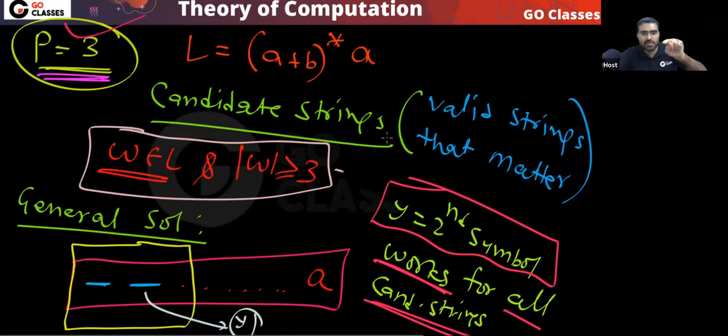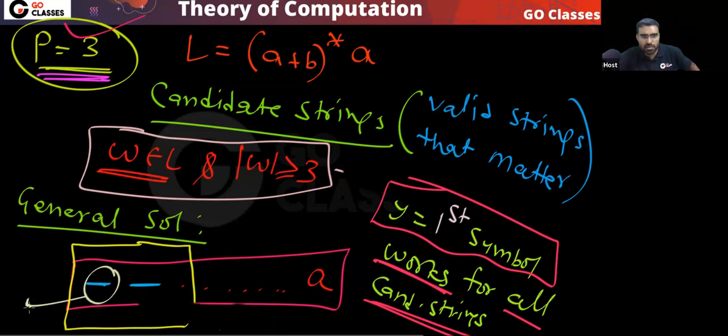I know second symbol will work, and now I don't care about first symbol. Yes, first symbol will also work. You can take first symbol equal to y, and that will also work. But I need only one y. Is this clear to everyone?